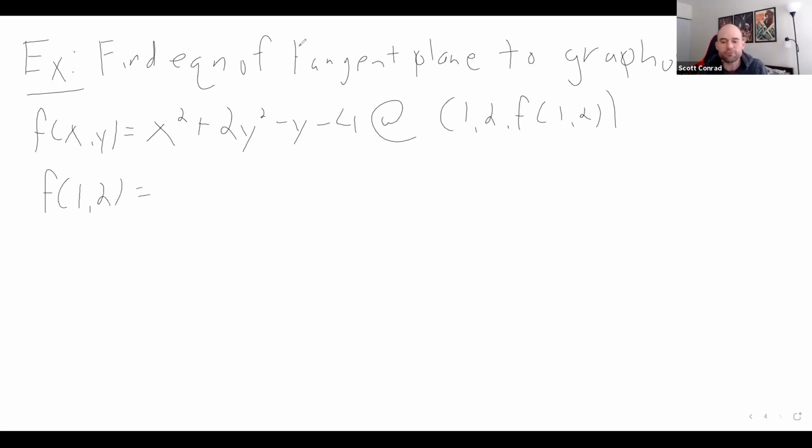So moving quickly, f of 1, 2: plug in x equals 1, y equals 2. We get 1 plus 2 times 4. So 1 plus 8, 9 minus 2 is 7, minus 4 is 3.